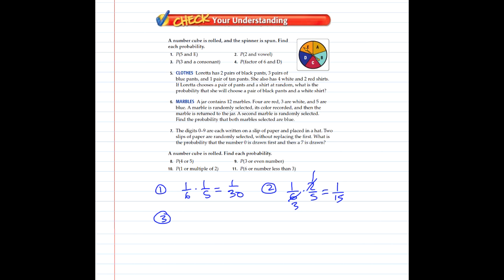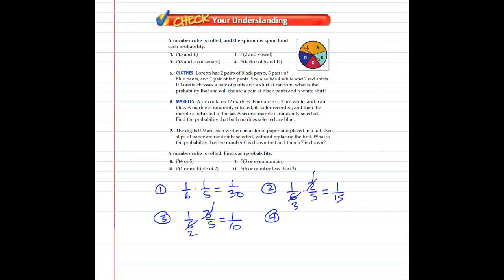Example 3. We want a 3 and a consonant. Again, the probability of the 3 is 1 in 6. We have 3 consonants on our spinner, which is 3 out of 5. Simplify here and here. That gives us a probability of 1 in 10.